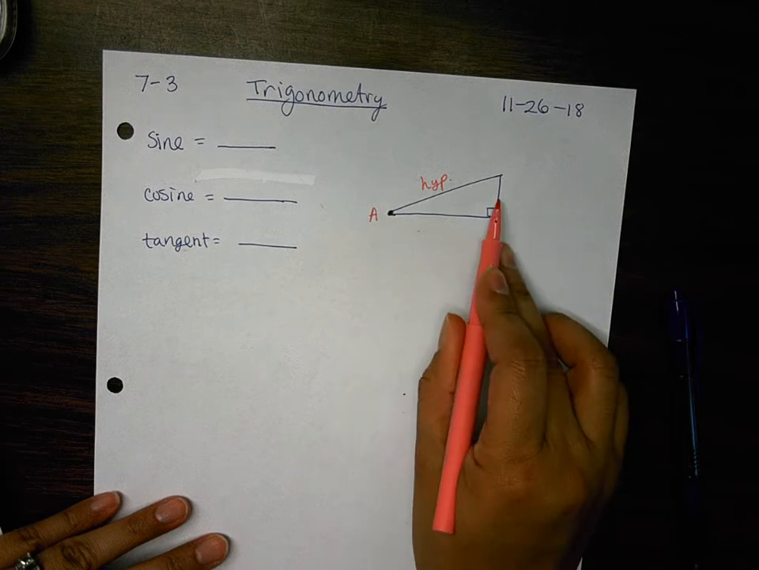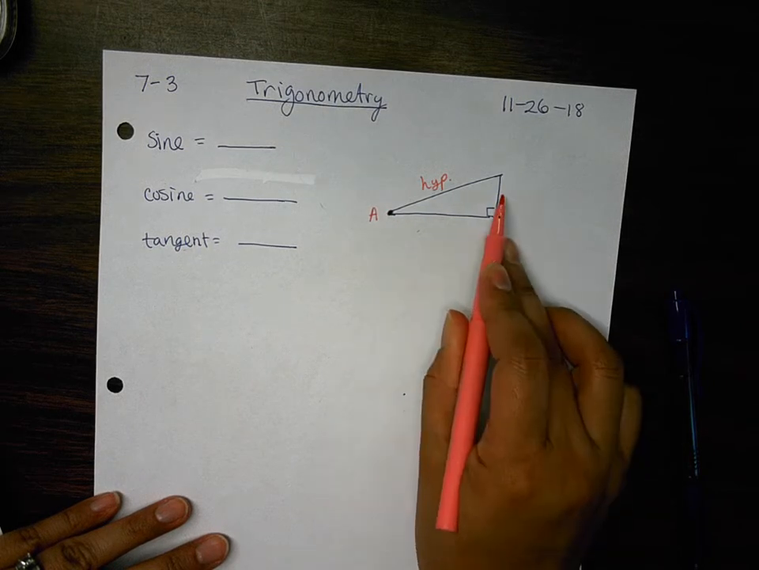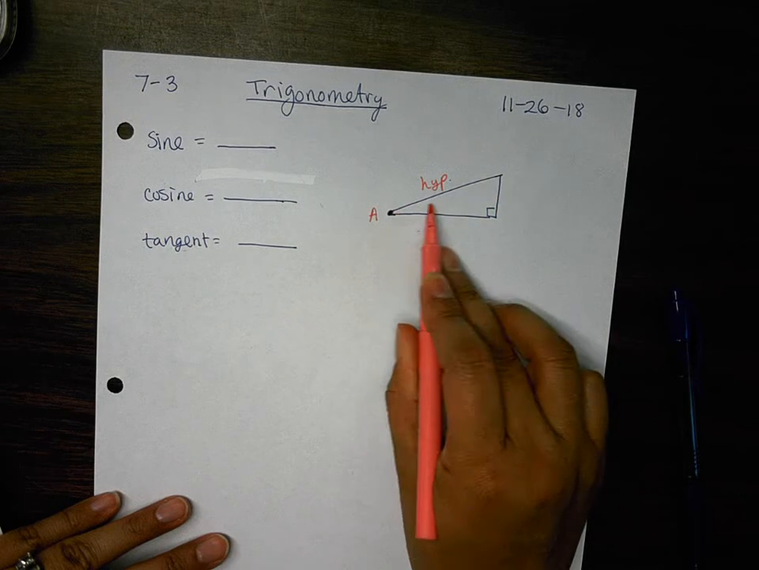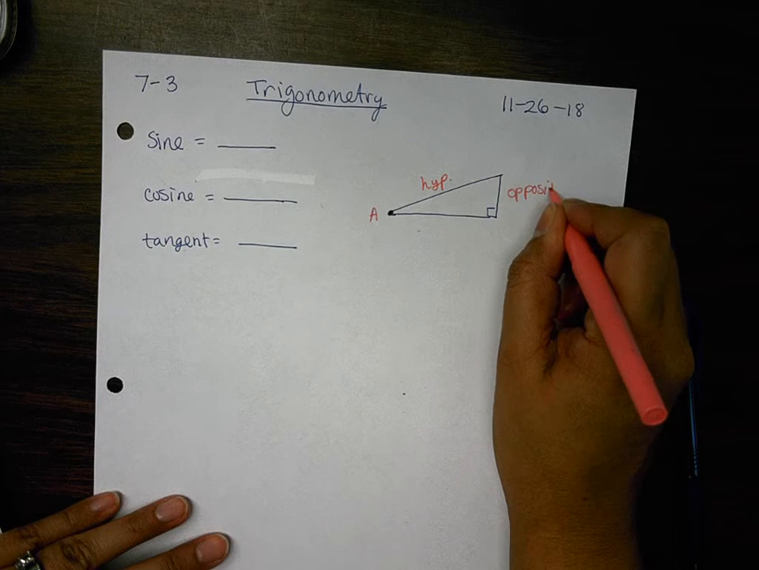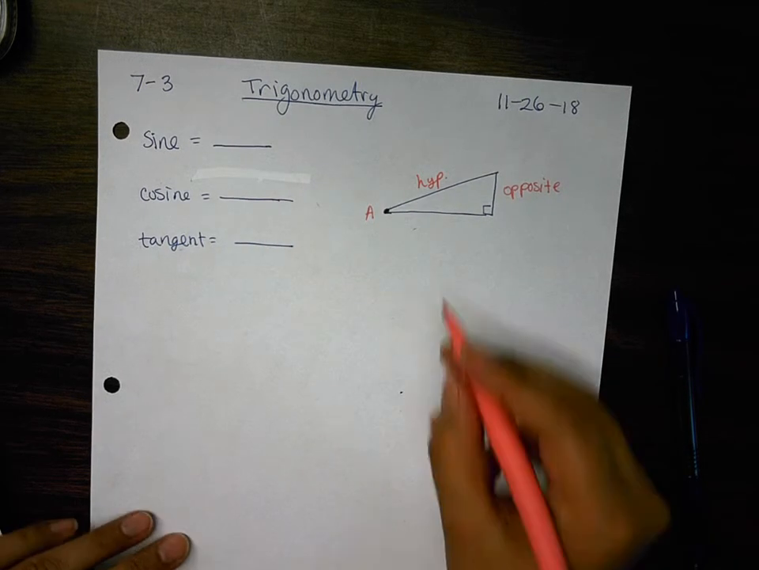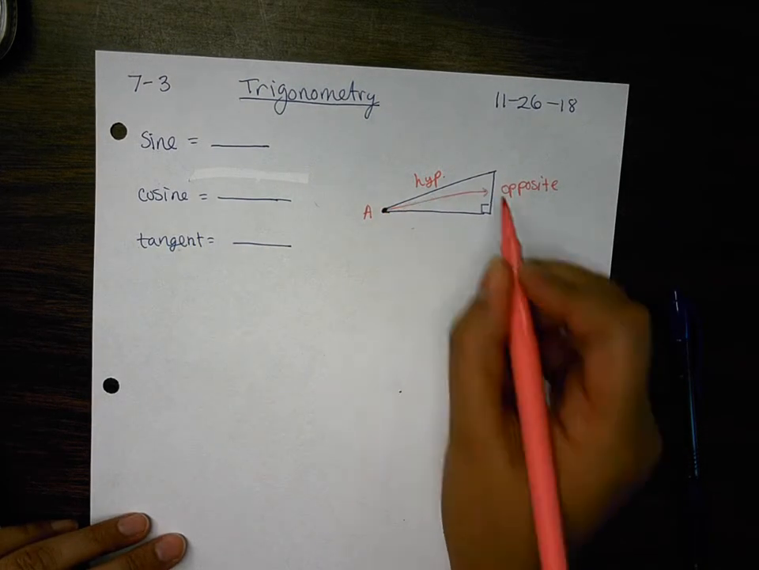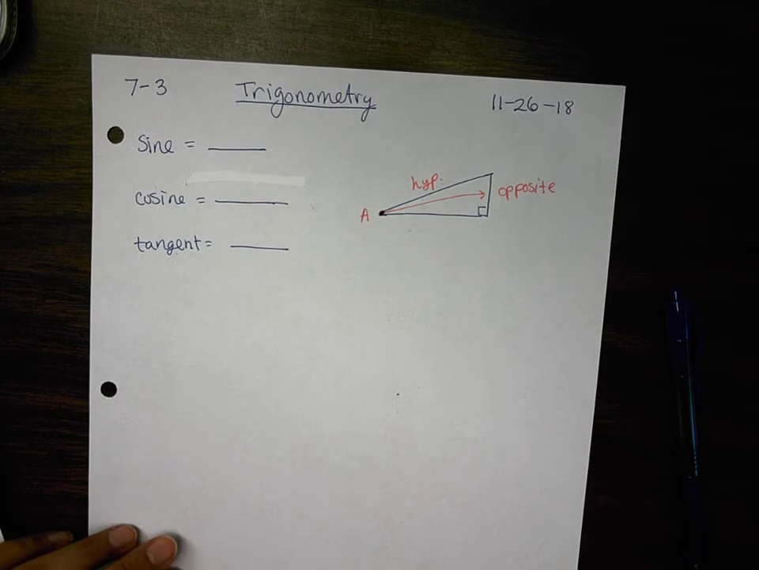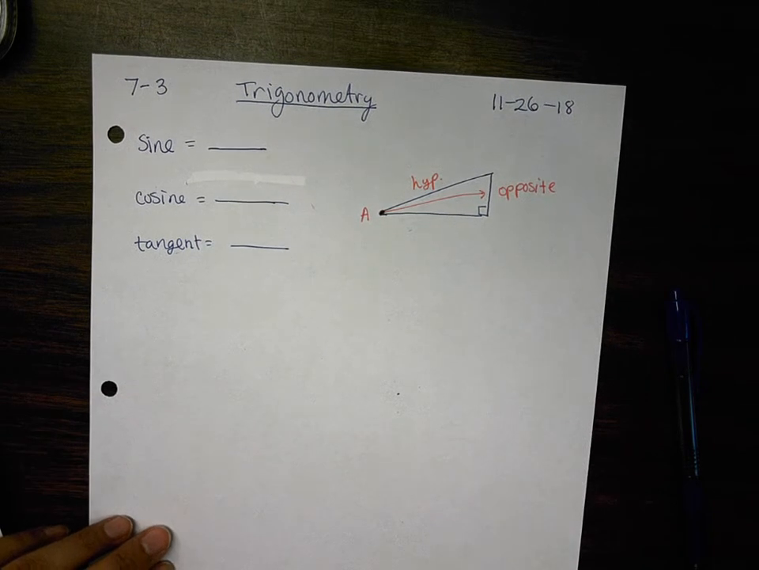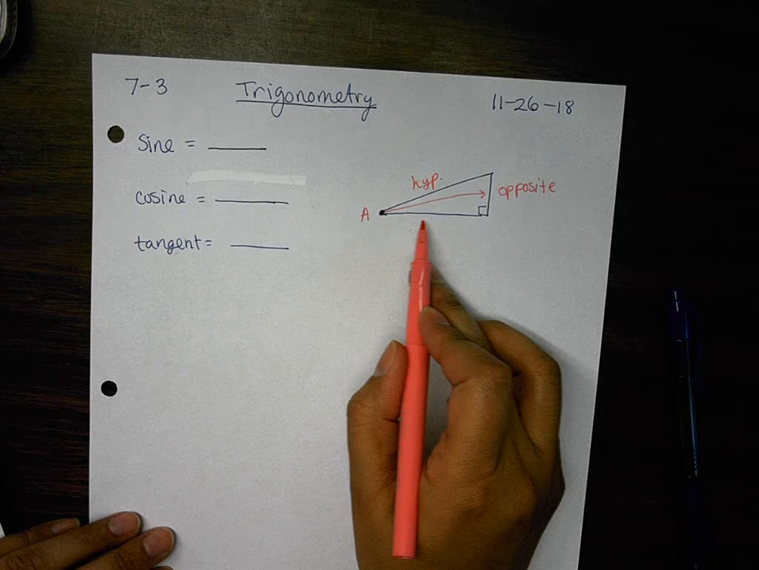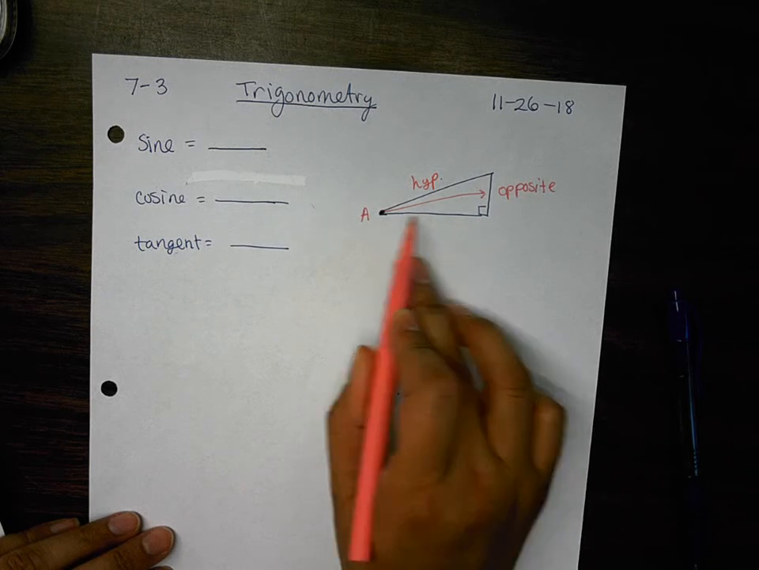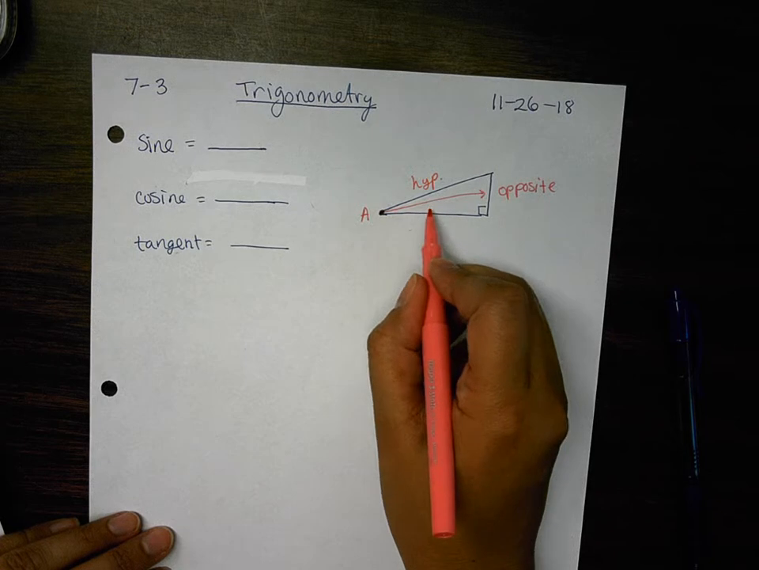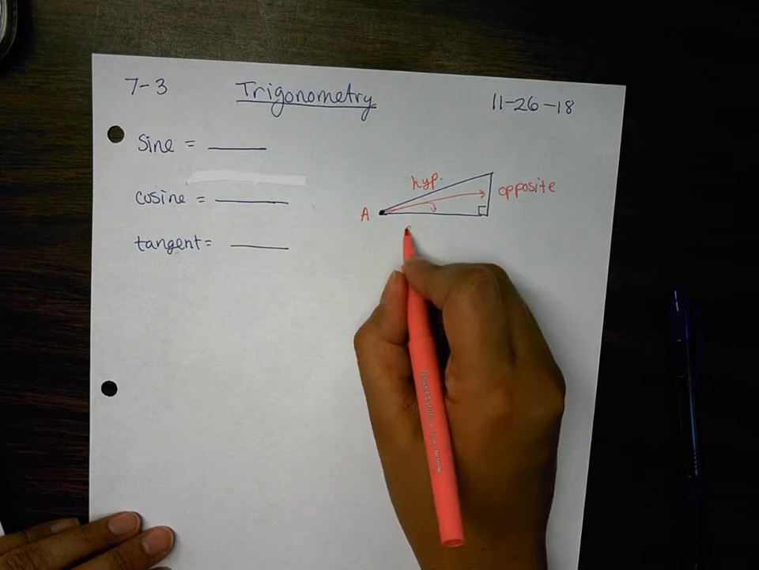So I'm going to jump across. Am I pointing right now to the opposite side or the adjacent side? This is the opposite. Can you guys see that? Going across that way is opposite angle A, yes or no? Okay, what I'm pointing to, adjacent means next to. Is this side here adjacent or opposite angle A? This is adjacent. Can you see that?